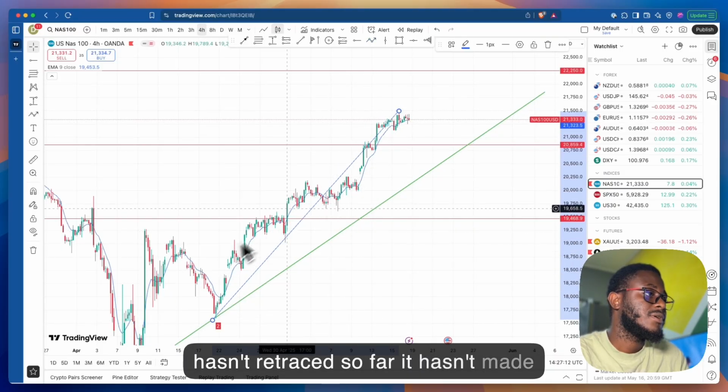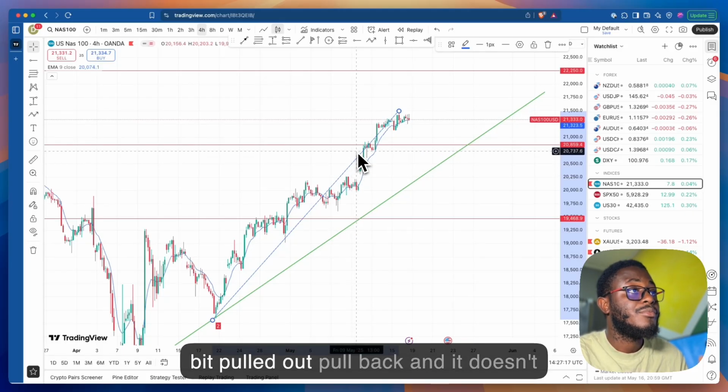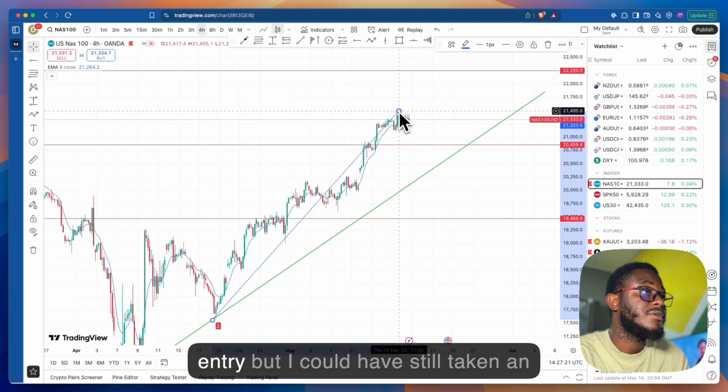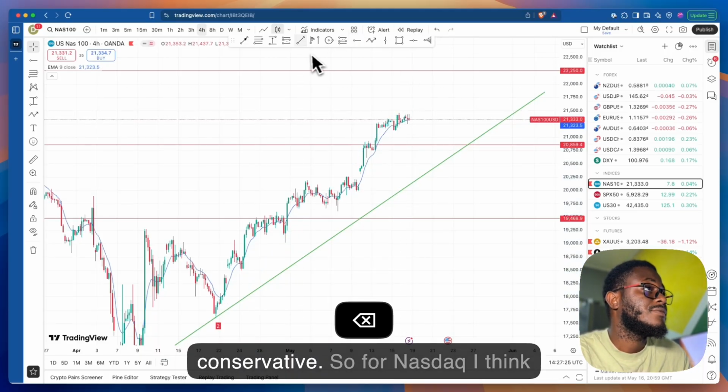NASDAQ hasn't retraced so far. It hasn't made any significant retracements. It does a little bit of a pullback, and that's it. It doesn't retrace heavily for you to get an entry. But I could have still taken an entry though, I was just trying to be conservative.